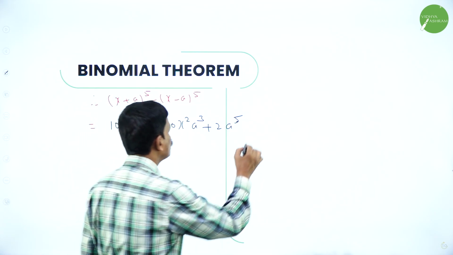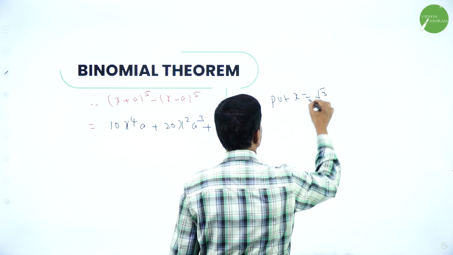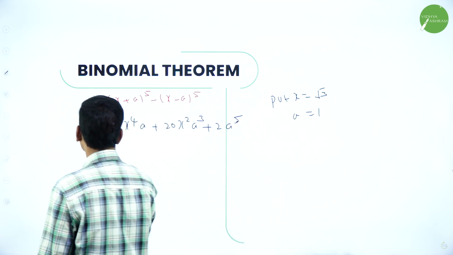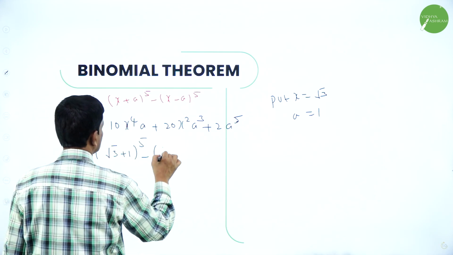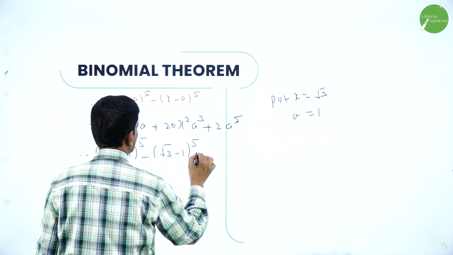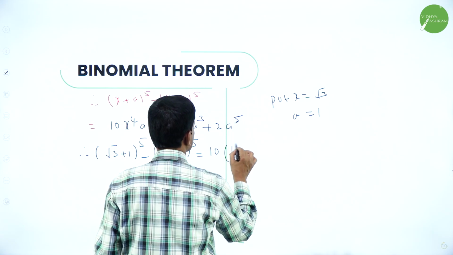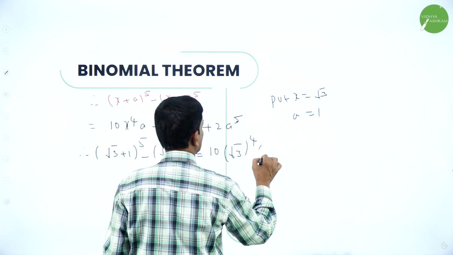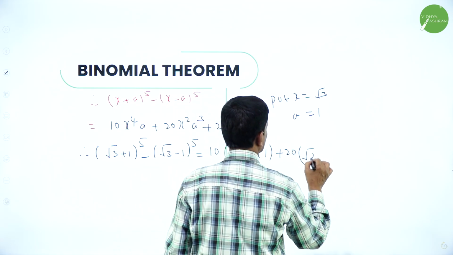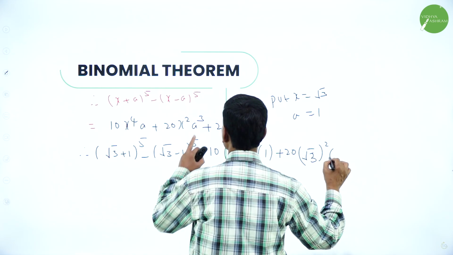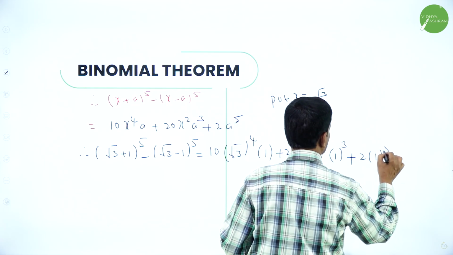Now substitute the value. Put x is equal to root 3 and a is equal to 1. So we will get, therefore, (root 3 plus 1) to the power of 5 minus (root 3 minus 1) to the power of 5 is equal to, substitute here, 10 into what is x? (Root 3) whole raised to 4 into a is 1, plus 20 into x square, (root 3) whole square, into a cube is 1, plus 2 into a is 1 to the power of 5.